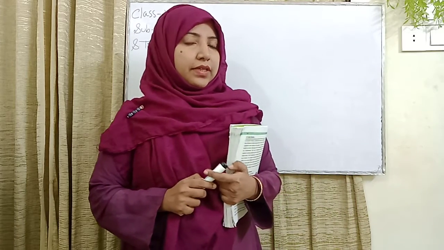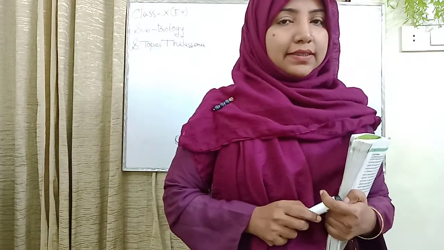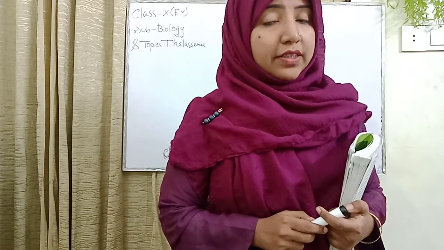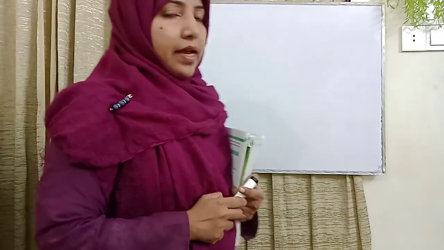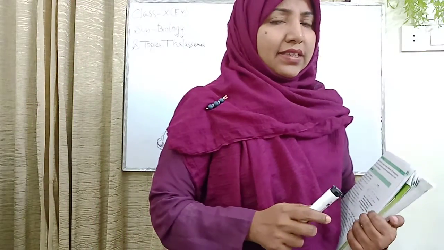Today our new topic is thalassemia. Do you know what thalassemia is? Basically, thalassemia is a recessive autosomal disorder. I just explained about thalassemia, and in the previous class I also explained about the Punnett square. What is the Punnett square?